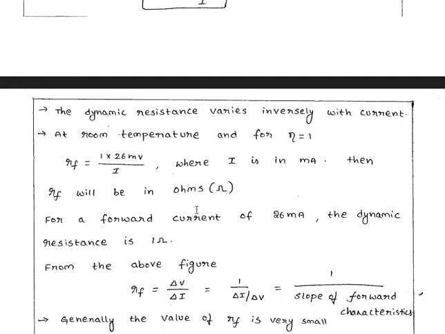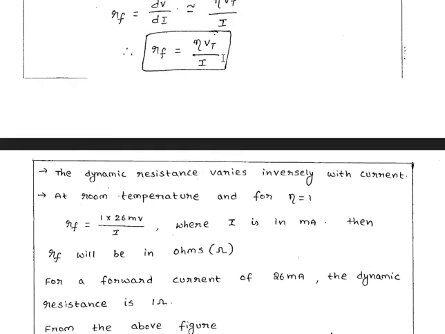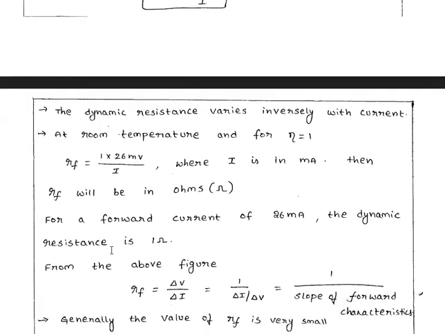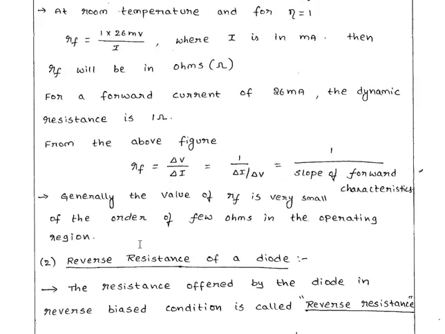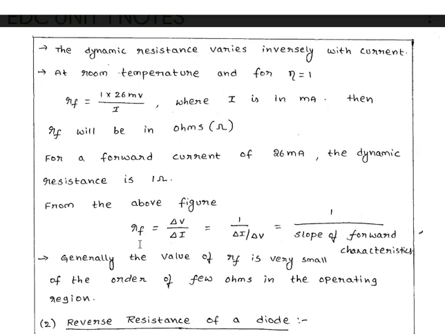When I consider eta is equal to 1 in this equation, my resistance is in ohms when my current conduction through the diode is in milliamps. For a forward current of 26 milliamps, the dynamic resistance is 1 ohm. That is, if I substitute 26 milliamps in place of I, then I'll get resistance as 1 ohm.